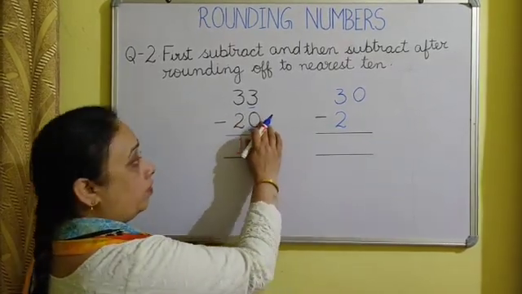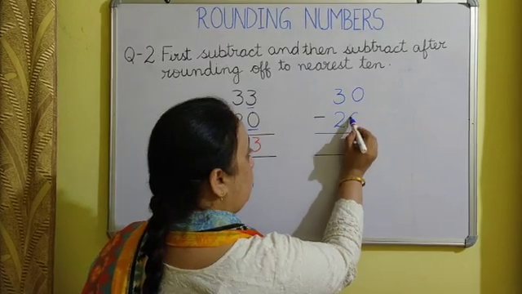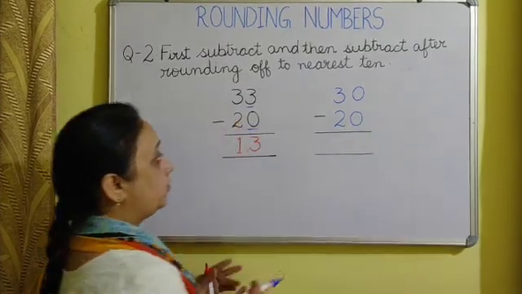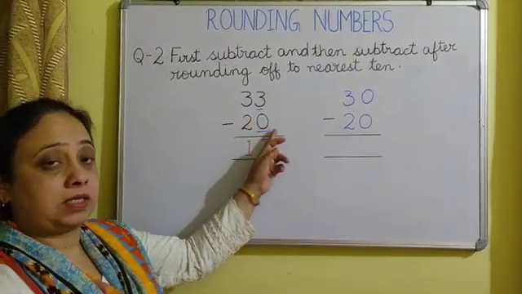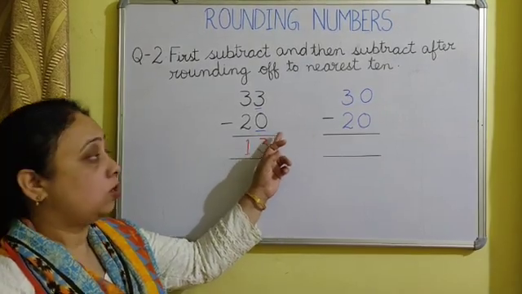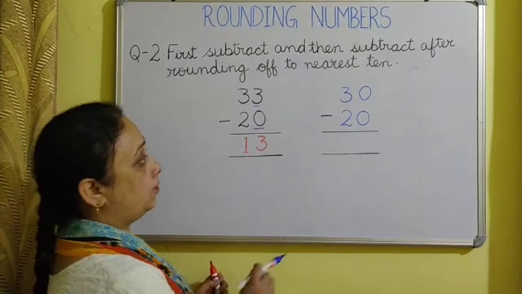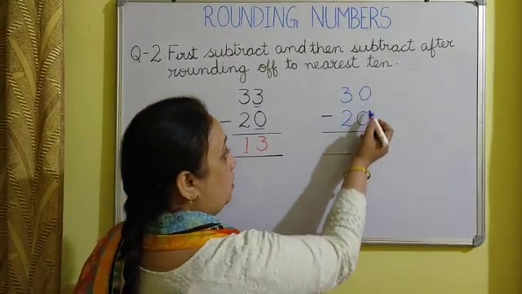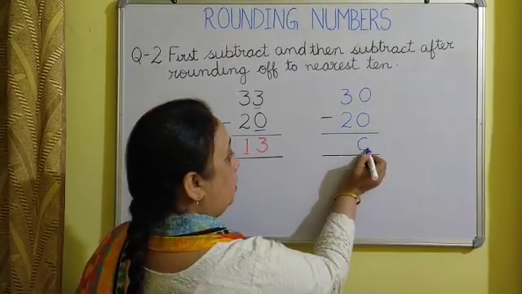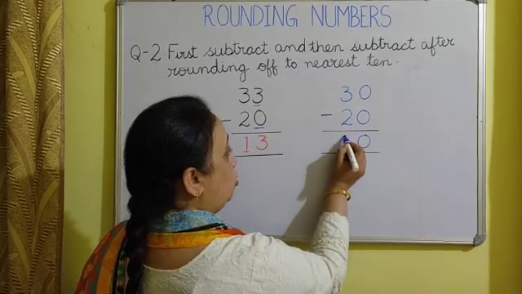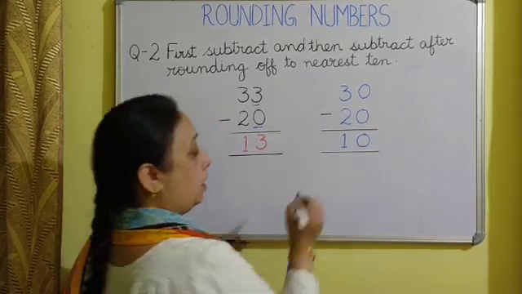And in place of 0, we will write 0. Why in place of 0 do we write 0? Because we have to replace this digit by 0, but this is already 0. So we have written 0 here. Now we will find the difference between these two. 0 minus 0 is 0 here, and 3 minus 2 is 1.